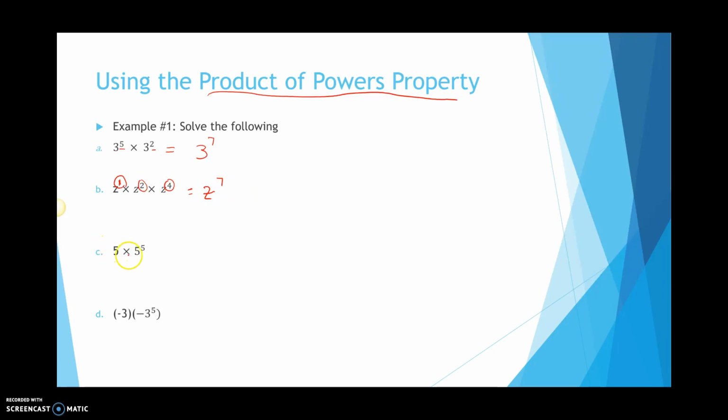For c, we have 5 times 5 to the 5th. Think of this as 5 to the 1st times 5 to the 5th, which is going to give me 5 to the 6th.